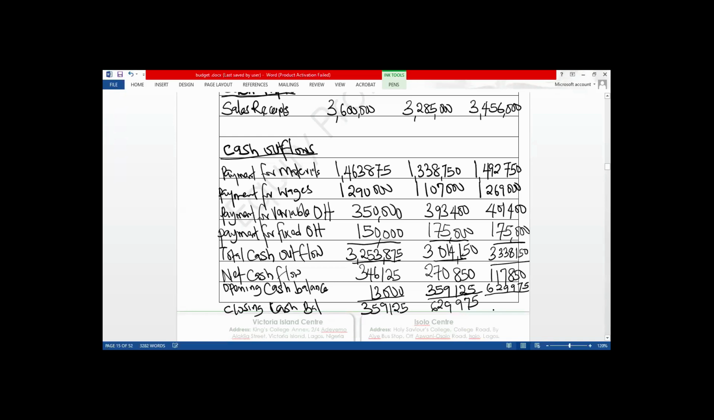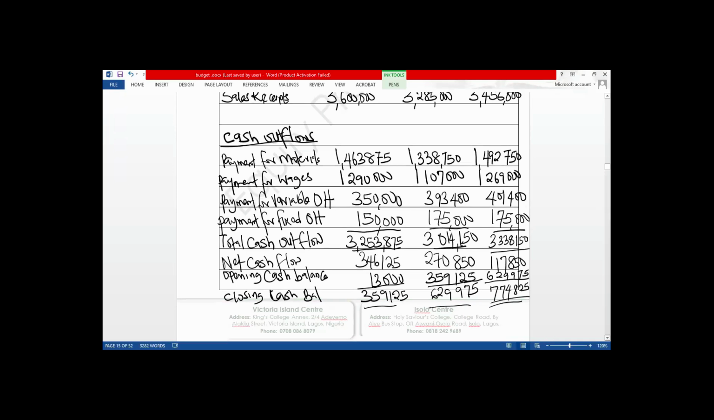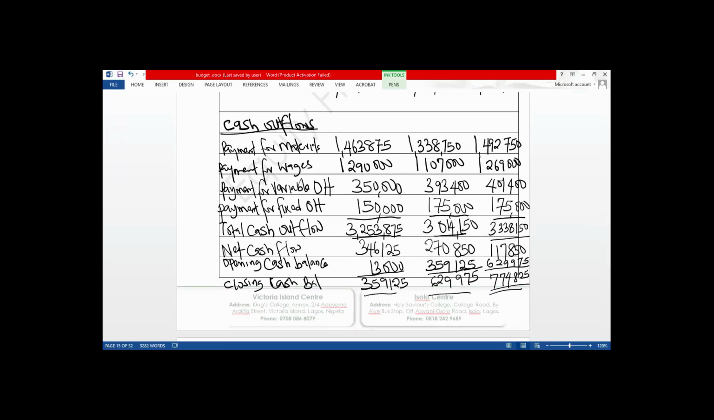629,975. Now please add, 774,825. You are done with your cash budget. The question says prepare budgeted profit and loss for 3 months ending March 2015.